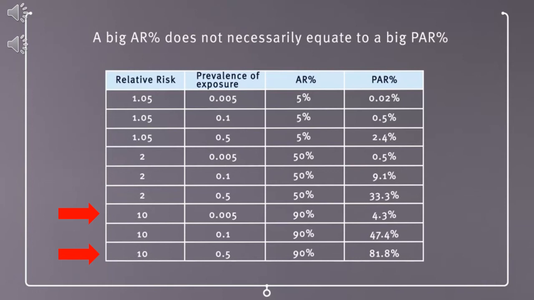In the second case, we have again a relative risk of 10, which is a strong association between exposure and the disease. But the exposure is quite common. The prevalence of exposure is 0.5. The attributable risk is 90%. And here we can see that the population attributable risk is also very high, above 80%. So because the exposure is more common, if we remove it, we will have a higher impact on the whole population.